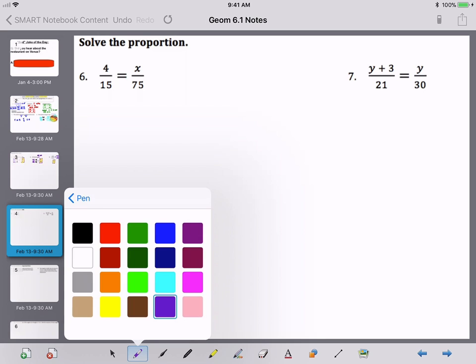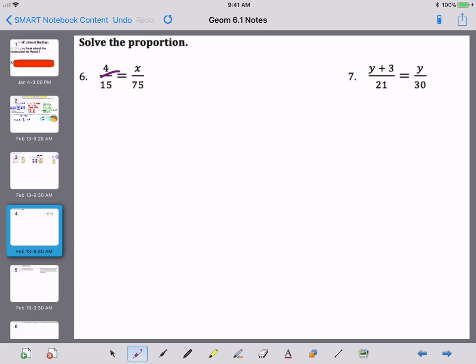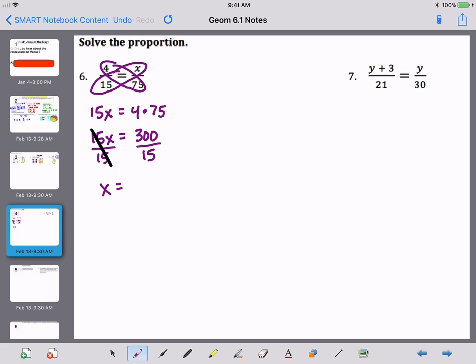Now, you've probably done this in the past, but just as a quick review here, to solve a proportion, we do what we call cross multiplication. We're going to take 15 times x, and we're going to set that equal to 4 times 75. Now let's simplify that. 15x equals 4 times 75. If you plug that in a calculator, it will give you 300. And now to get x by itself, all we need to do is divide both sides by 15. Those will cancel, and 300 divided by 15 is 20, and that's our final answer.